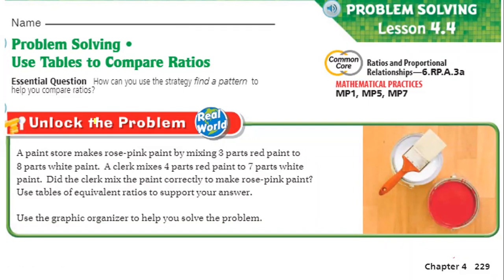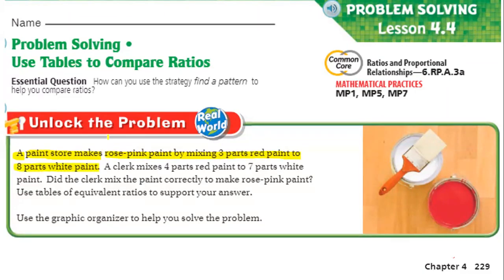Good job. That's the same idea I understand from the video. In Unlock the Problem, we're going to read an example like this. Can I read? Okay, here you are. A paint store makes rose pink paint by mixing 3 parts red paint to 8 parts white paint.